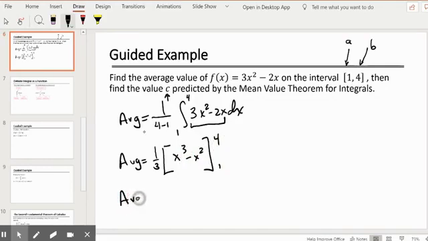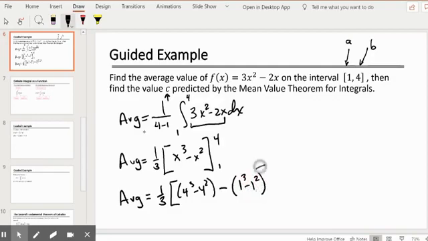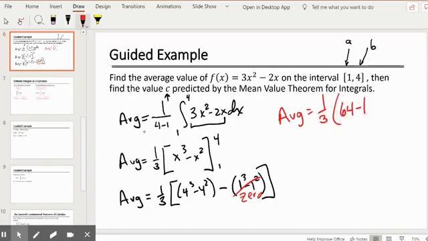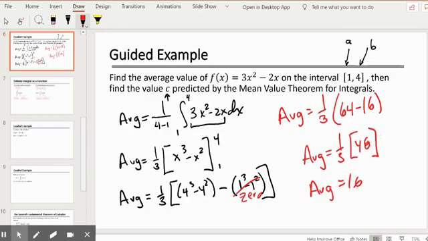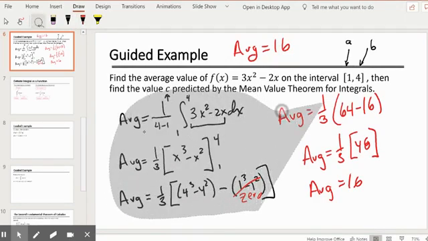And the fundamental theorem of calculus tells us to plug in the top bound first. So we have 4 cubed minus 4 squared. Plug in the bottom bound, 1 cubed minus 1 squared. 1 raised to any power is 1, so this term is 0. Our average value is 1/3 times 64 minus 16. That gives us 1/3 of 48. Our average value is 16. I'm going to put that up here. Average equals 16. And I'm going to clear out our work so we can do the second part of this problem.